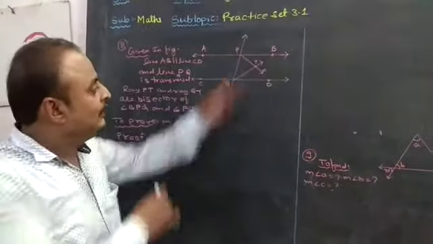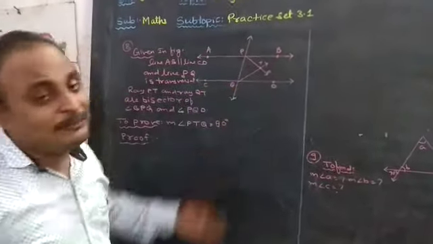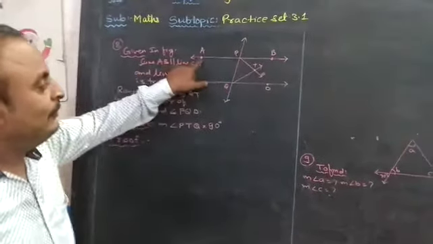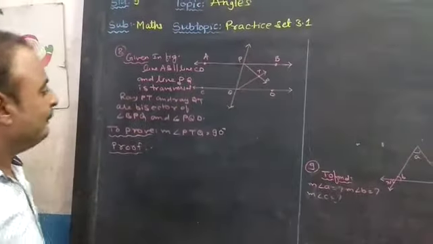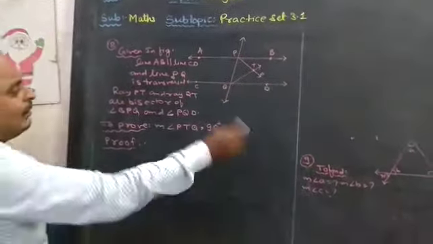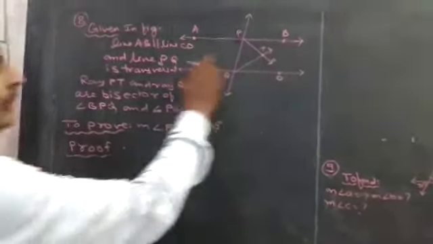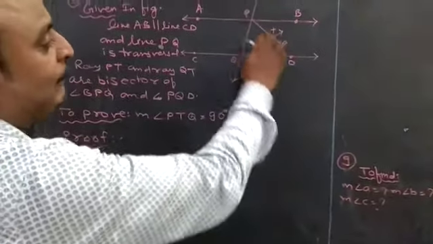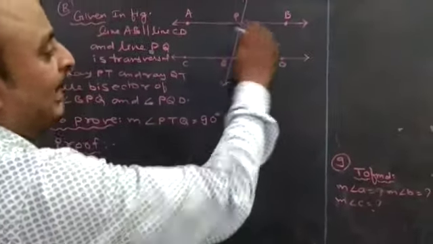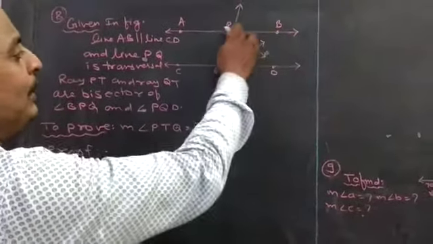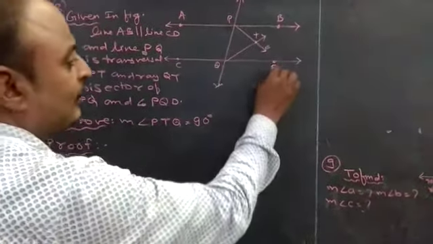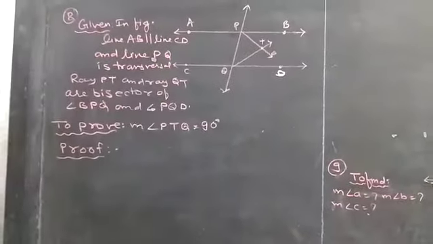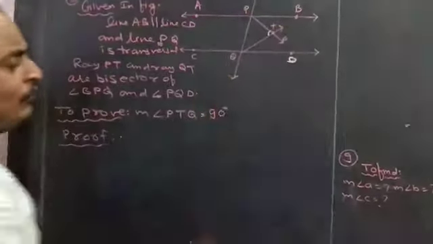see in the diagram. A diagram is given here. What information is given here? Line AB is parallel to line CD and line PQ is a transversal. Now ray PT and ray QT both are intersecting at a point T. One more piece of information is given here: ray PT and ray QT are the bisectors of angle BPQ and angle PQD respectively. Now you have to prove that angle PTQ is equal to 90.